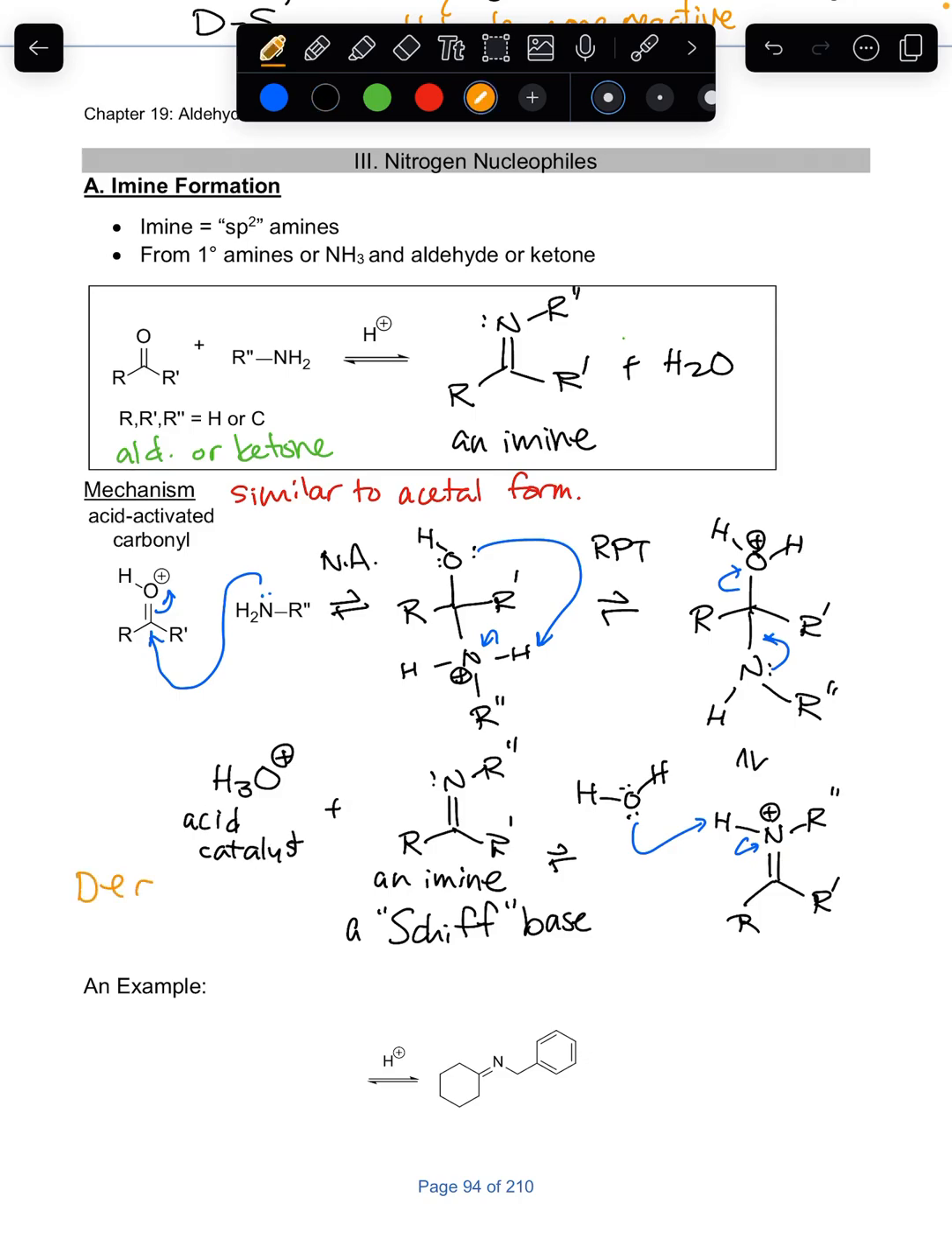Even for this, the Dean-Stark apparatus is a good idea because you are indeed working with all reversible steps and you're producing water. So if you can remove water from the equilibrium, the reaction occurs pretty well. By the way, this is called an iminium ion because it's a cation version of the imine.